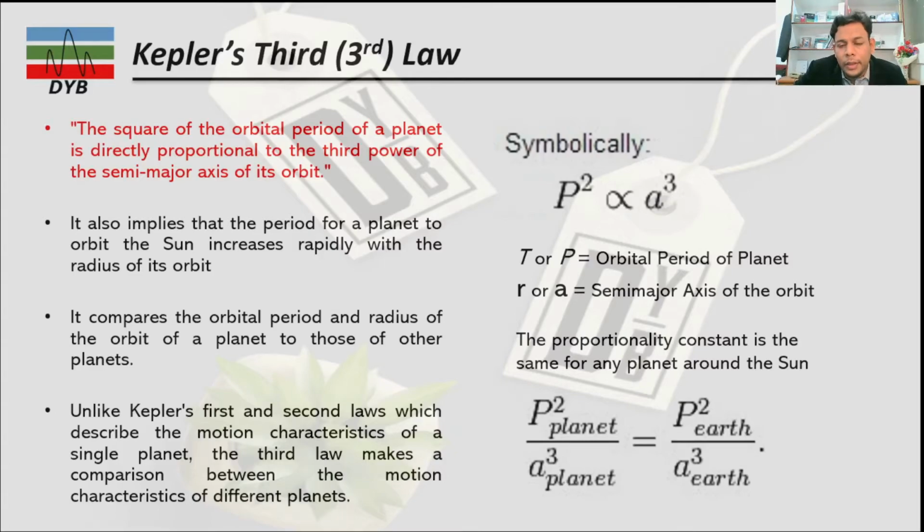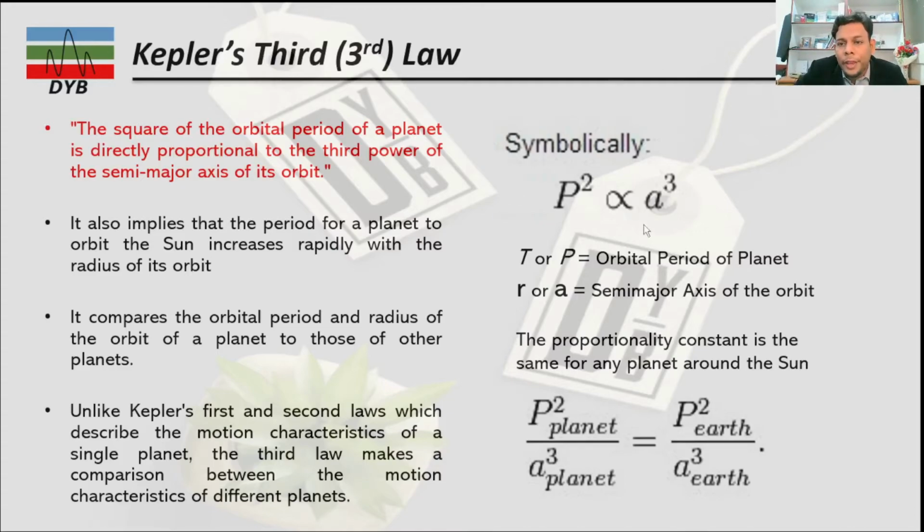Obviously, when the planets move, let's say the planet we are considering is away from the Sun, the radius of the orbit will be increasing. So it compares the orbital period and the radius of the orbit of the planet to those of the other planets. Unlike Kepler's first law and second law, which describe the motion characteristics of a single planet, the third law makes a comparison between the motion characteristics of the different planets.